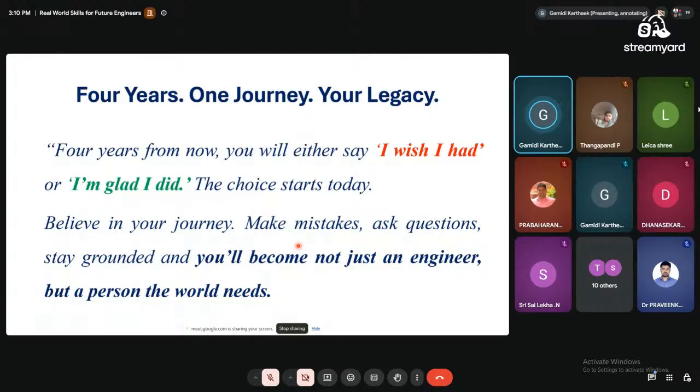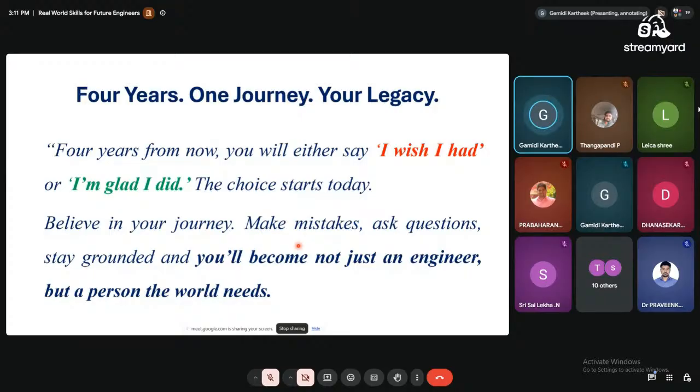And finally, at the end of 4 years, you should not say that I wish I should have done this. You should say that I had done this, I did it. Okay, with that much confidence, you should be there at the end of 4 years. And see, believe, this one sentence I would like to read as it is. So believe in your journey, make mistakes, ask questions, stay grounded, and you will not just become an engineer, but a person that the world needs. This is what we discussed in the first slide itself.